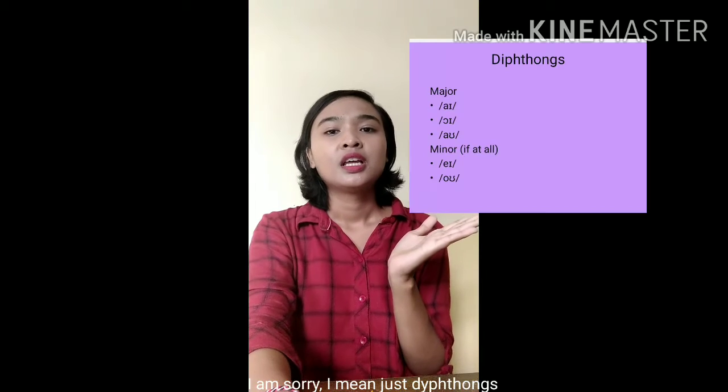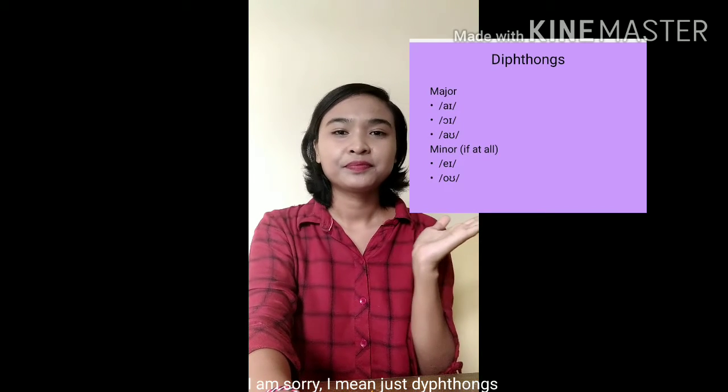Okay, there are also major and minor diphthongs, because vowels consist of two categories: monophthongs and diphthongs. Here is the chart of these monophthongs and diphthongs.